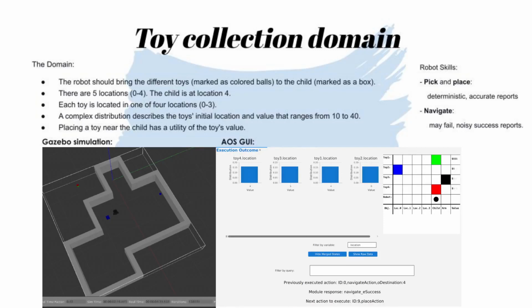On the right, we see the AOS belief state visualization GUI. It uses graphs to visualize the belief state distribution over each variable. It can also generate an image for better visualization. Here we see a table in which rows correspond to toys and the robot, and columns correspond to location and possible toy values. Greater color intensity corresponds to higher probability.